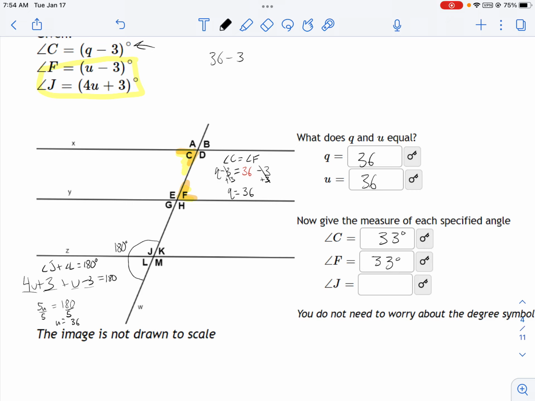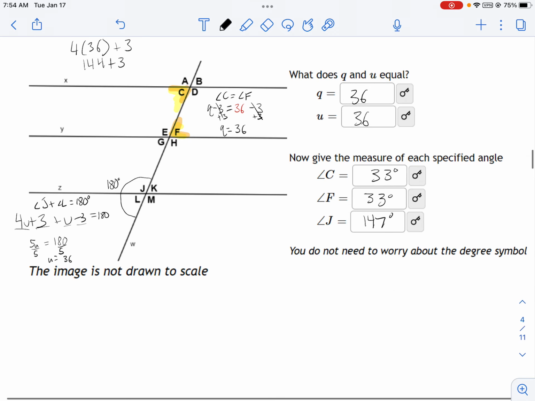Last but not least, angle J. Angle J we said was 4U plus 3. So 4 times U, which we know is 36, plus 3. Sorry, did I say minus 3? I meant plus 3. 4U plus 3. So 4 times 36 is 144, and then plus 3, 147.